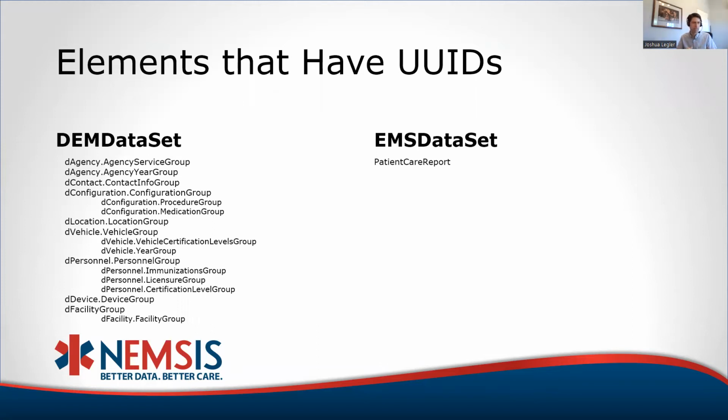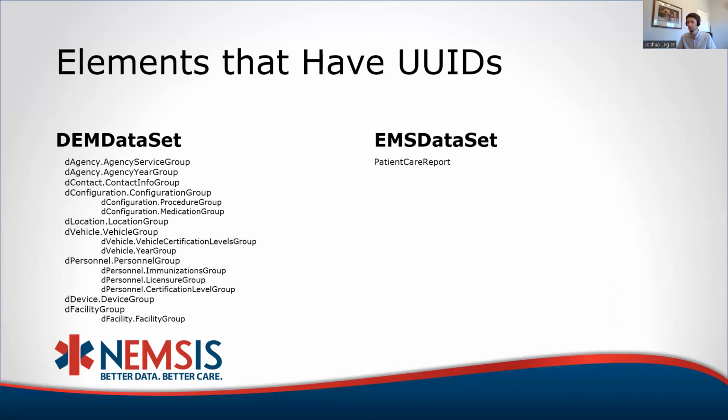Same thing for the agency year group. They could have agency stats for 2015, 2016, 2017, et cetera, through 2021 and on into the future. So there will be a unique ID, a UUID, attached to each of those groups. And the same thing, for example, with vehicles. We're going to look at vehicles a little bit today as kind of our example area. And each vehicle that an agency utilizes, the information about that vehicle will have a universally unique ID attached to it.